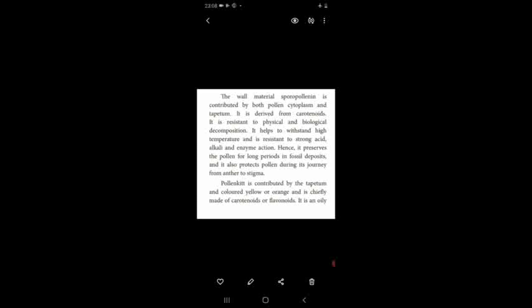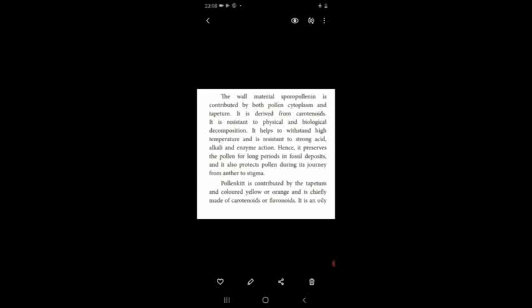First one, sporopollenin. The sporopollenin is contributed by both pollen cytoplasm and tapetum. Tapetum is the innermost layer and cytoplasm is present in the protoplasmic region. So both cytoplasm and tapetal layer are responsible for the formation of sporopollenin in the pollen wall. This sporopollenin is derived from carotenoids, a chemical.